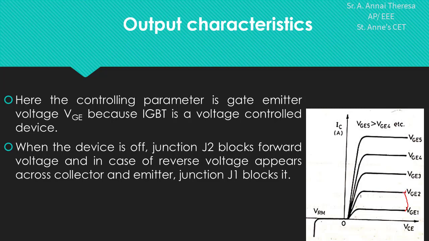Then let us increase the VGE voltage, consider 2 volt, and increase the VCE voltage. Then also there is no change in the collector current, but if we keep on increasing, after saturation there will be a collector current like this. Then VGE equal to 3 volt, for this it is this, and so on. So after saturation there will be IC current like this.